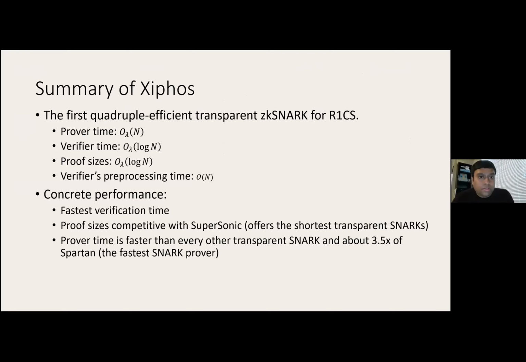Yeah, and to summarize, Xiphos provides the first quadruple-efficient, transparent zkSNARK, and in terms of concrete performance, it has a fast verifier and shorter proofs. Prover time is fast, but it's not the fastest. And with that, I can take additional questions.